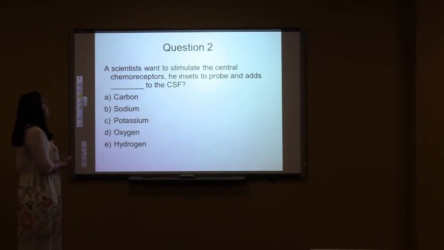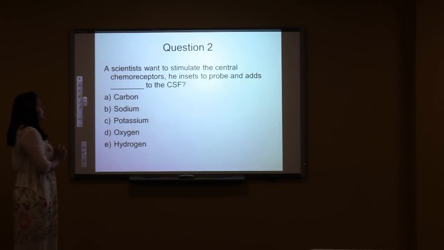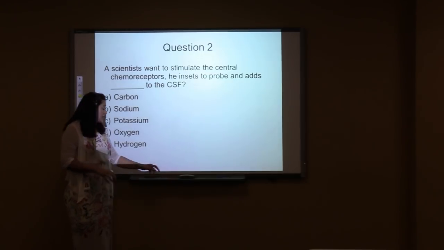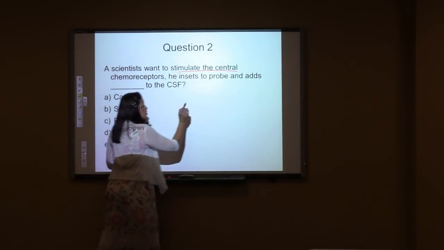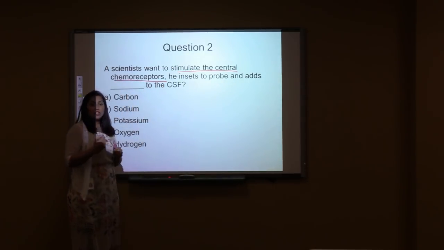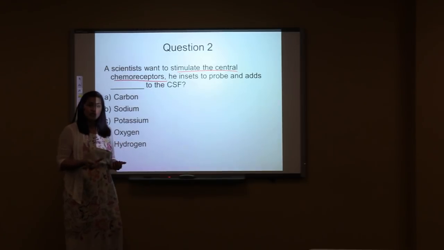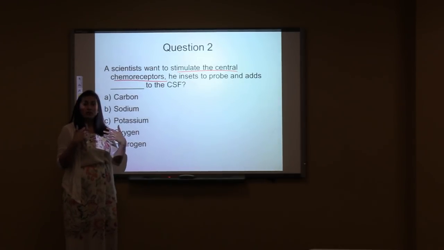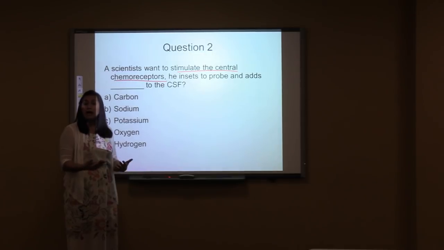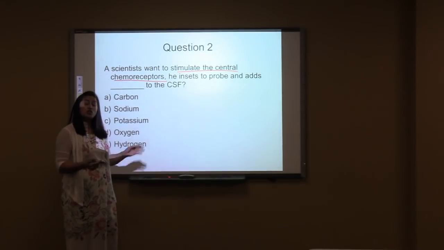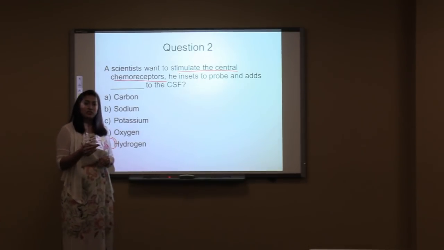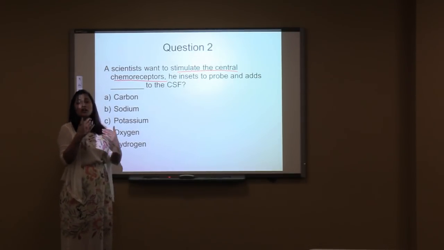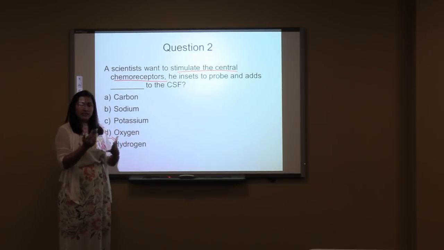Question 2. So it tells you that he stimulates the central chemoreceptors. Do you guys remember what the central chemoreceptor responded to? They responded to the CO2 levels by actually looking at hydrogen levels. So if he wants to stimulate them, he has to add hydrogen, because if the hydrogen levels are increasing inside the CSF, it will stimulate the central chemoreceptors.